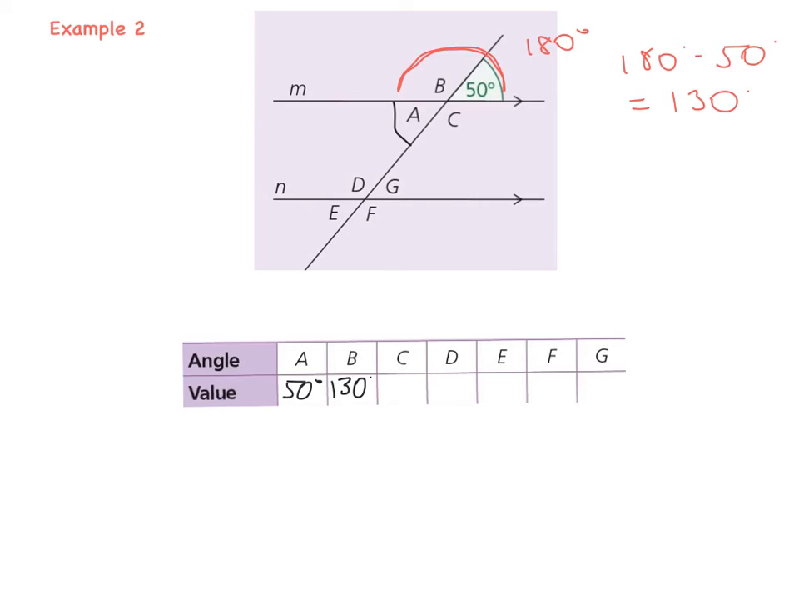Okay, and the same, what C is? We know B, what C is, and the same. They are vertically opposite and they have exactly the same size. Okay, so we have C, and C is 130 as well. Now, how to find D, E, F, and G?